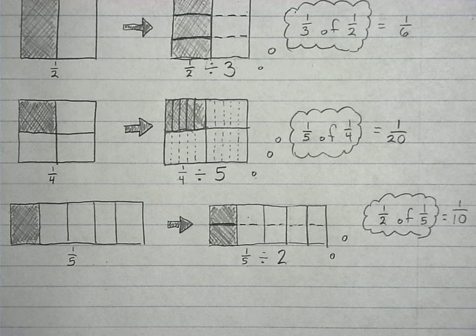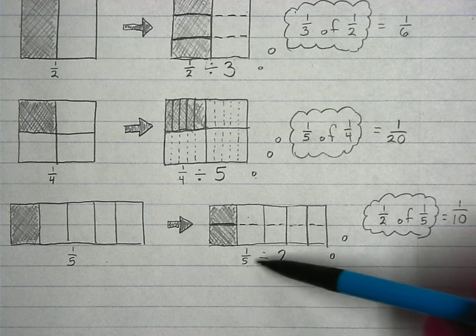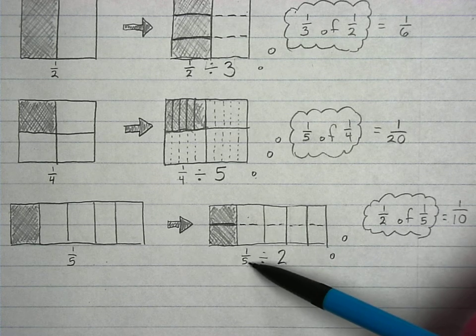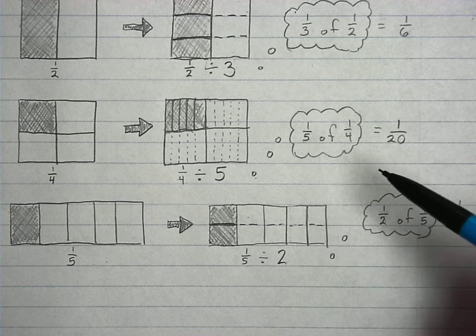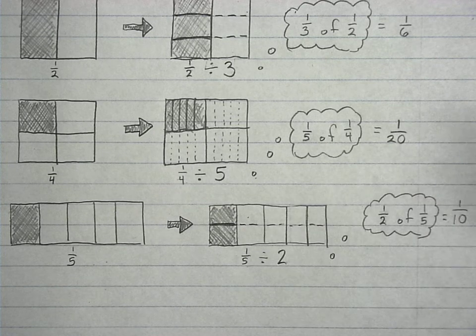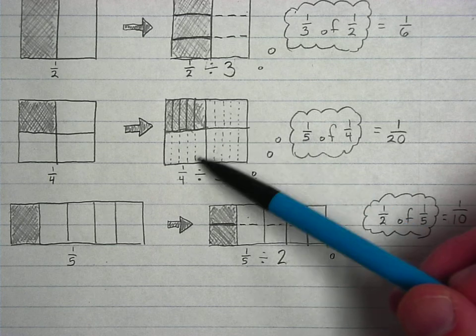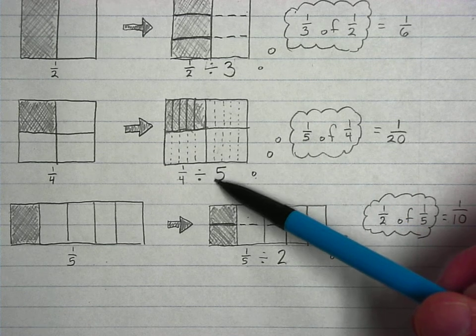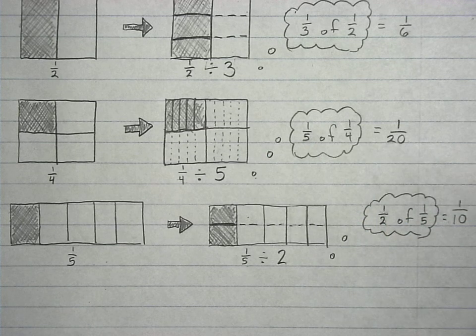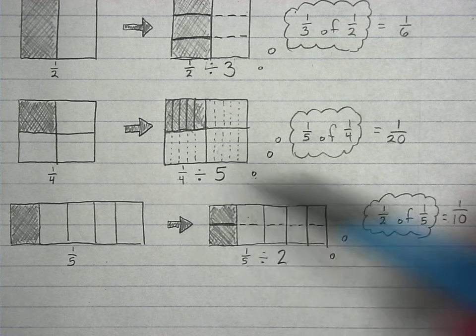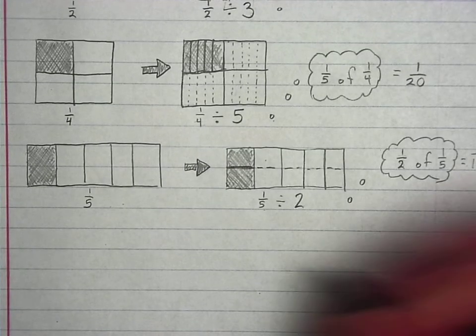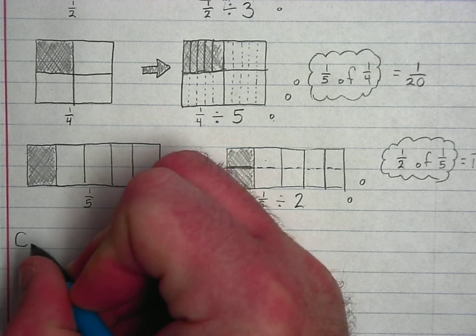Now you can draw the pictures as well to help you see this, but you're just taking the fraction 1/5, dividing it by 2. That means you are going to be cutting this into 2 pieces. So from 5 pieces originally, now you're going to have 10. 4 was cut into 5 pieces. So where we had 4 pieces, 1, 2, 3, 4, now we have 5 times as many because every single one of those gets cut into 5 pieces. 4 times 5.